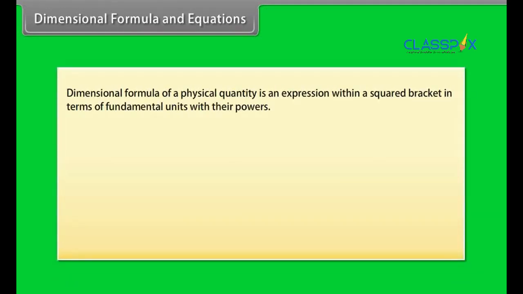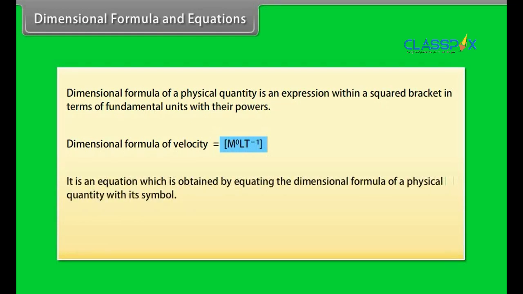Dimensional formula and equations. Dimensional formula of a physical quantity is an expression within a squared bracket in terms of fundamental units with their powers. Let us take an example. Dimensional formula of velocity is equal to under brackets M to the power 0 L T to the power minus 1. Dimensional equation is an equation which is obtained by equating the dimensional formula of a physical quantity with its symbol. Let us take an example. Dimensional equation of velocity is V is equal to under brackets M to the power 0 L T to the power minus 1.